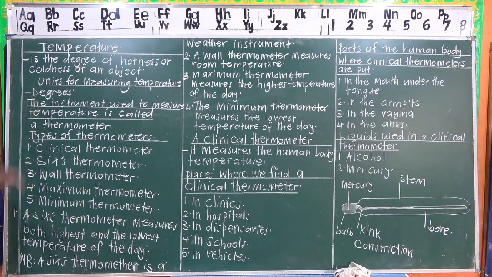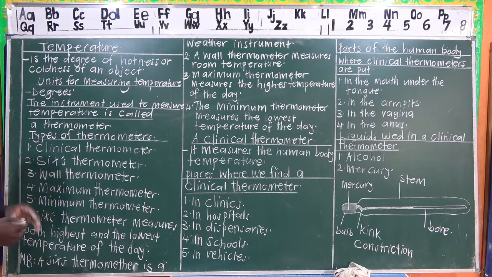Then, units for measuring temperature. Temperature is measured in degrees. Then the instrument used to measure temperature is called a thermometer. A thermometer is the instrument used to measure temperature. We have around 5 or 6 types of thermometers. One, we have clinical thermometer, 6-inch thermometer, a wall thermometer, maximum thermometer, minimum thermometer.